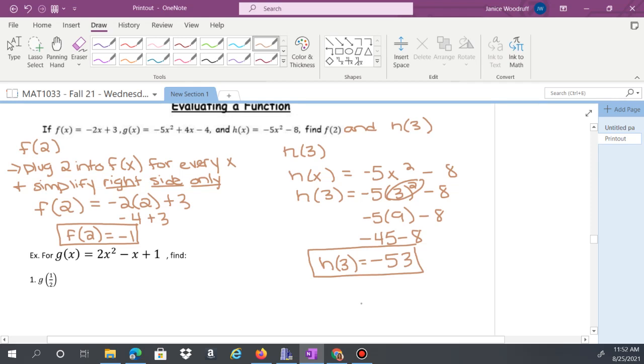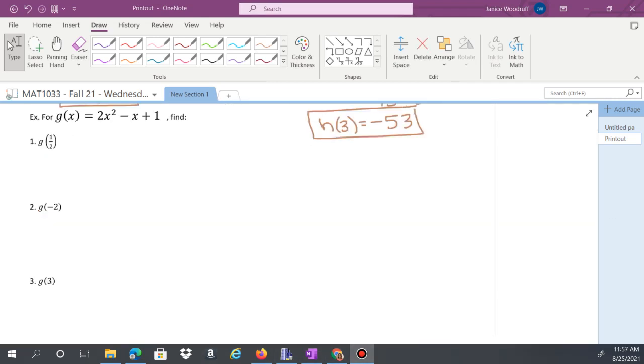So now what I want to do is give you guys a few minutes, and I want you to do 1, 2, and 3. It's all for the same function, our g function, but you're plugging 3 different values in and simplifying. So do that real quick, and then we'll check on that in a few minutes. Okay, looks like the majority of you are done, so we'll go ahead and start working on this.